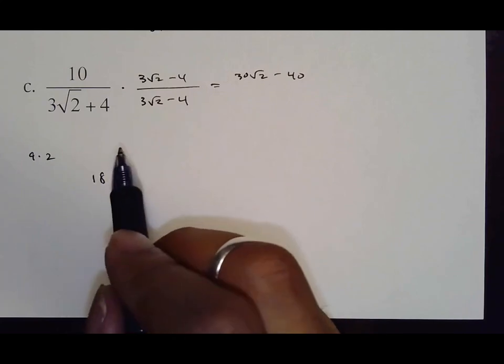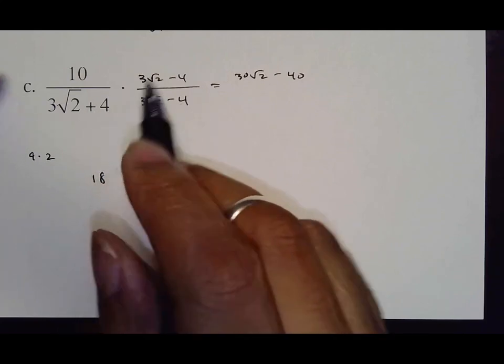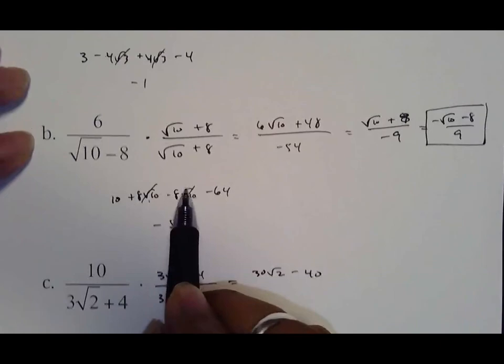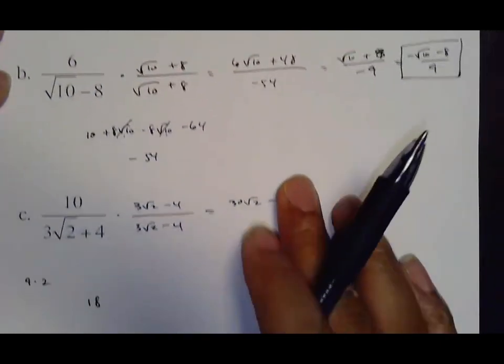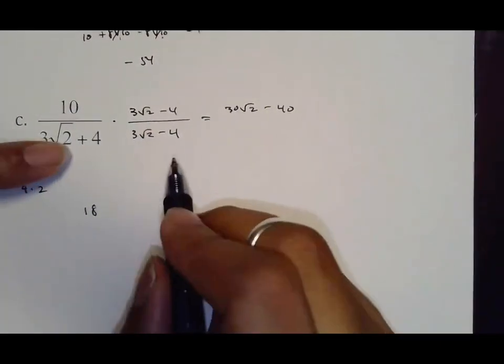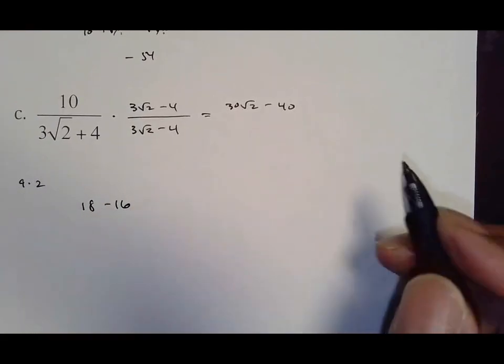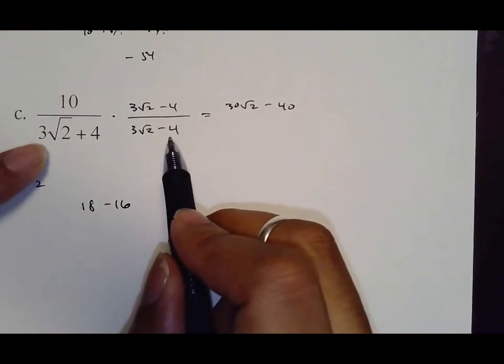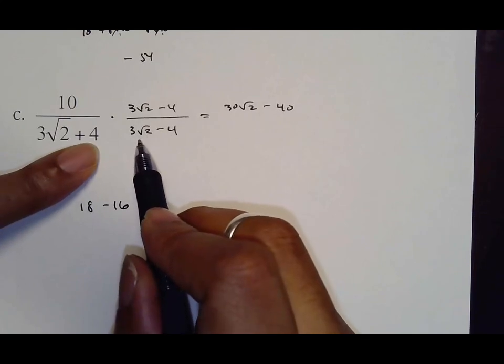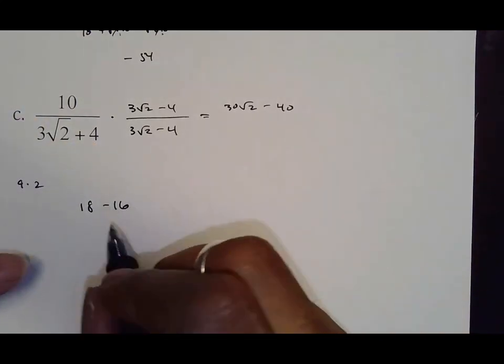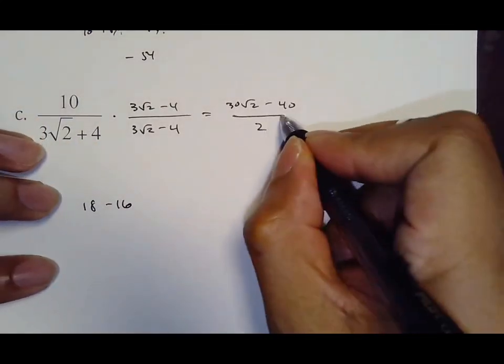Here's the thing about conjugates. If I did this right, the middle terms cancel here, the middle terms cancel there, which means I don't really need to do the middle terms. I should do minus 16, because I know that this is going to cancel. Just for proof, that's negative 12 root 2, that's positive 12 root 2, so they're gone anyway. 18 minus 16 is 2.